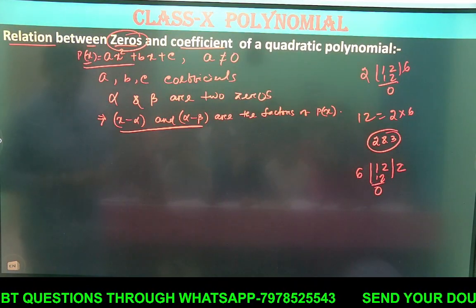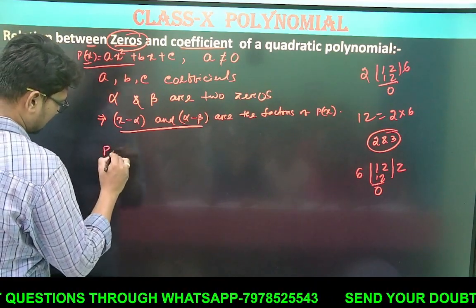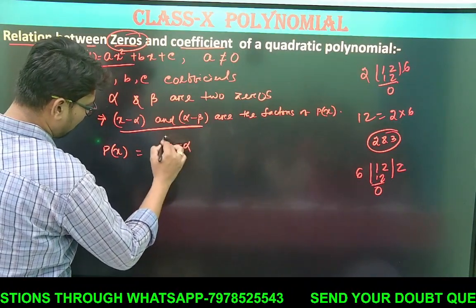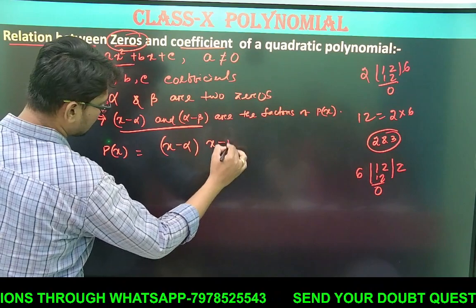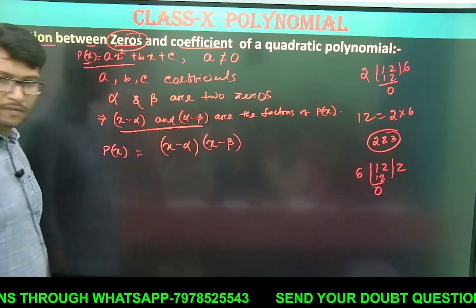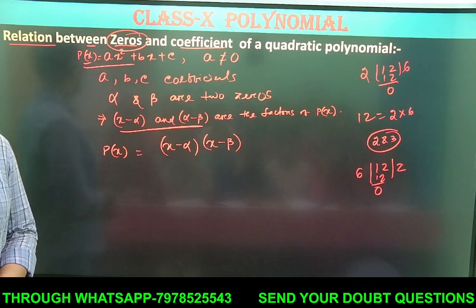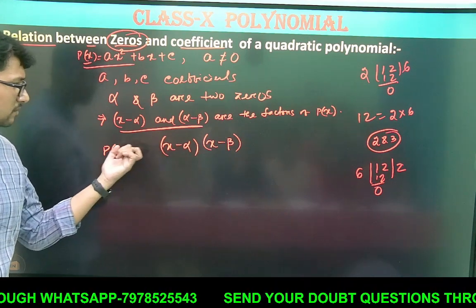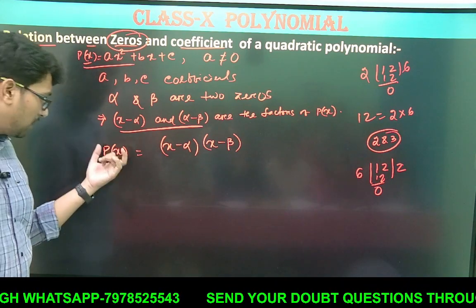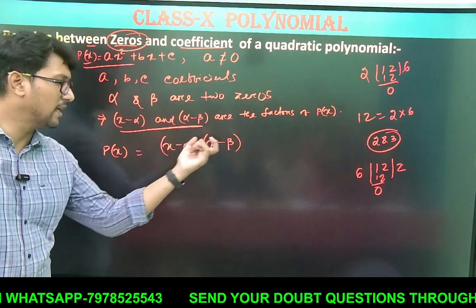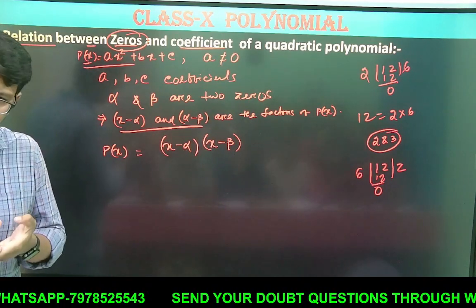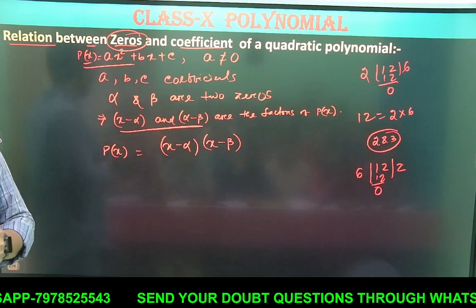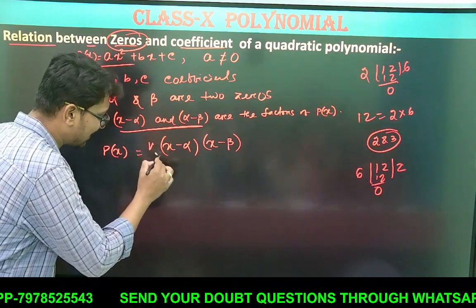So we can now write p of x equals x minus alpha into x minus beta. Right or not? Clear? Who has not understood this one? Tell me. P of x equals x minus alpha into x minus beta. Why? Because it has a maximum of 2 factors. We have those 2 factors, so their product is which one? P of x. Okay.